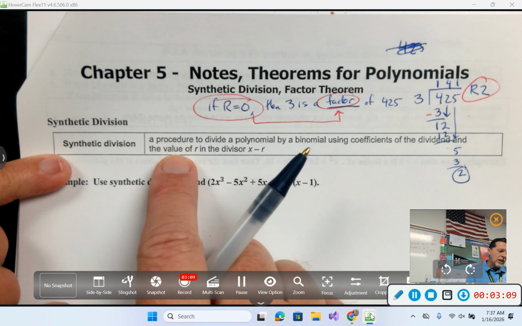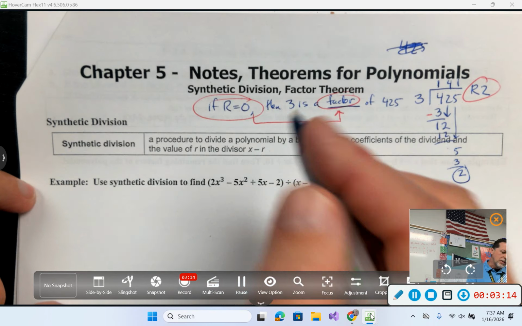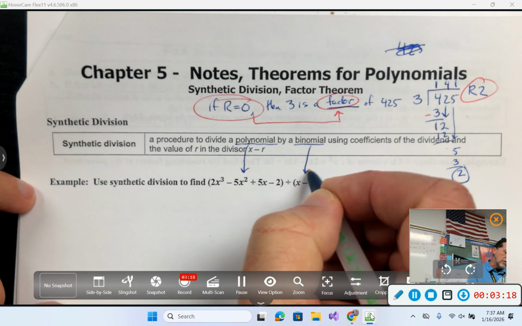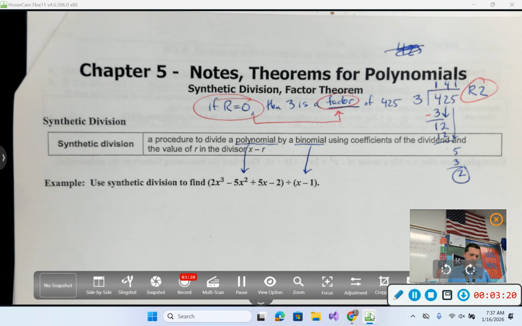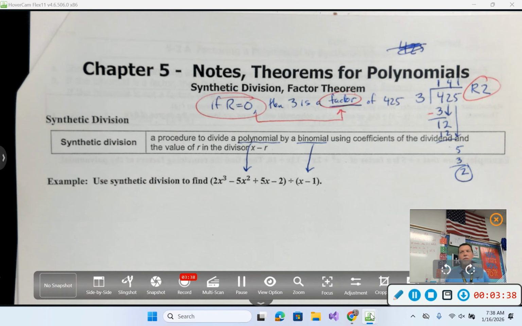Synthetic division is a procedure to divide a polynomial by a binomial. Look at our examples here. There's our polynomial. There's the binomial. Using coefficients of the dividend and the value of r in the divisor x minus r. That's a lot of words. Let's just do this. Synthetic division is really pretty easy. My calculus students had to be reminded how to do it, but once I showed them one, they're like, oh yeah, that's easy stuff. We remember that.